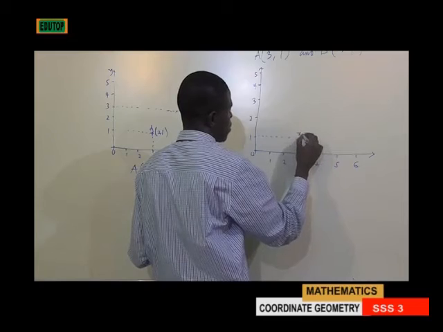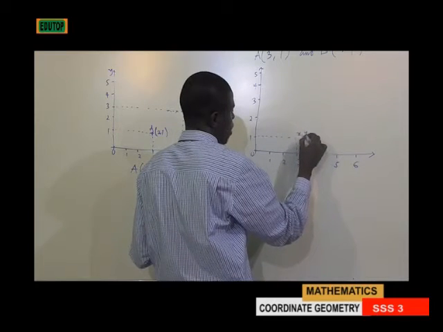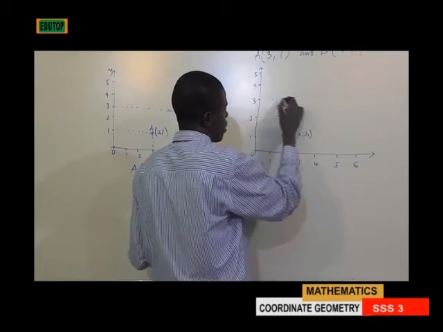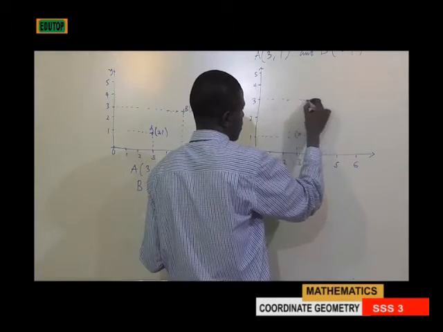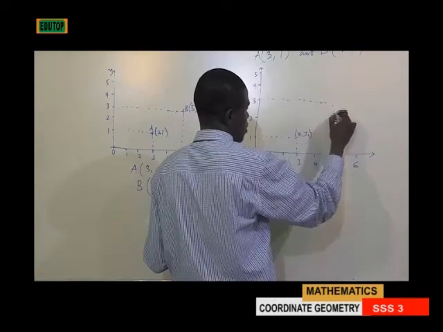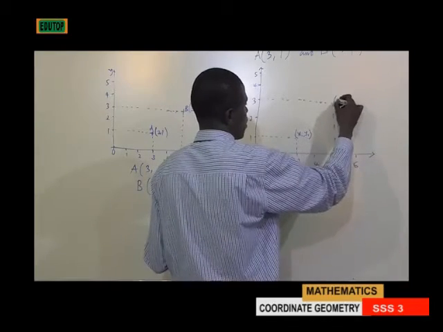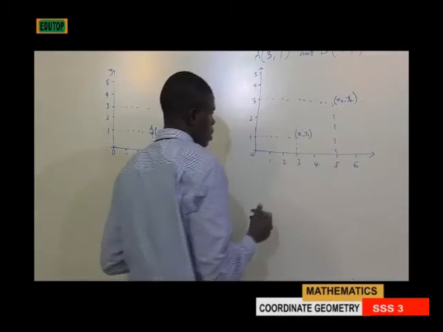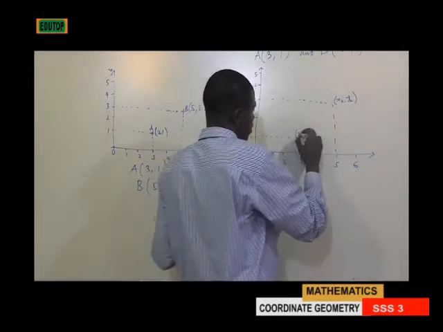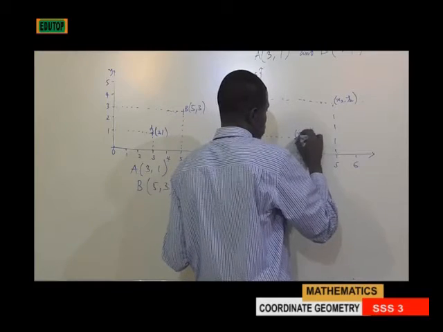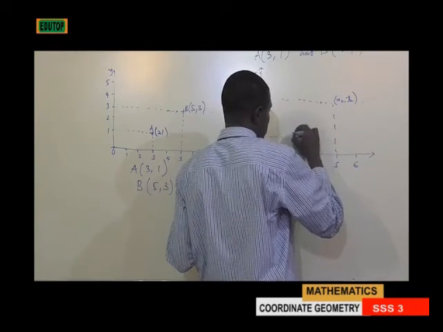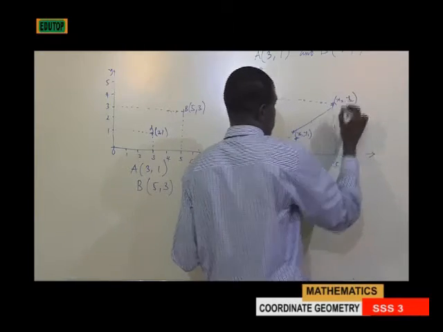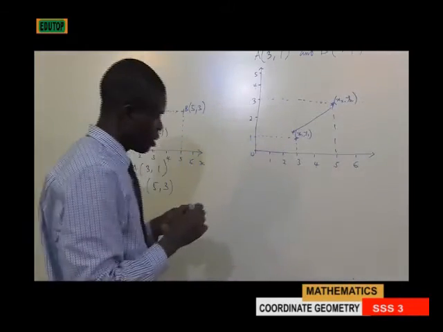We call it x1, y1. Then we have another scenario, let's say like this. We call it x2, y2. So the distance we are considering is the distance from this point to this point. We are considering the distance from this point to this point.